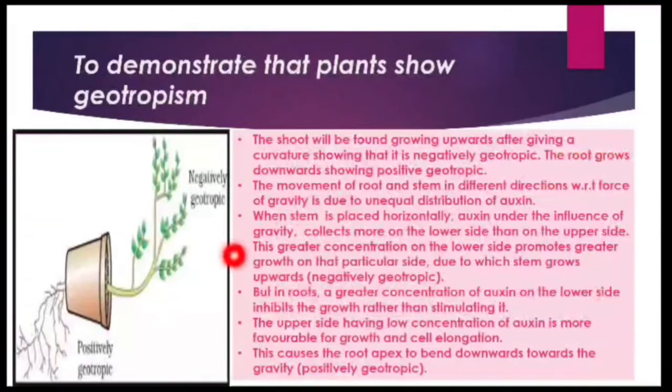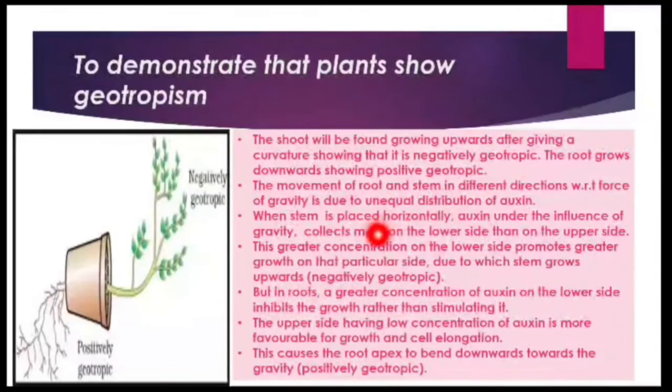Now, here is an experiment to demonstrate that plants show geotropism. For this, take a pot containing a young plant and rest it on its side so that the stem lies horizontally. Inspect the pot after 2 or 3 days. So we will observe the shoot will be found growing upwards after giving a curvature, showing that it is negatively geotropic. The root grows downwards, showing positive geotropism.